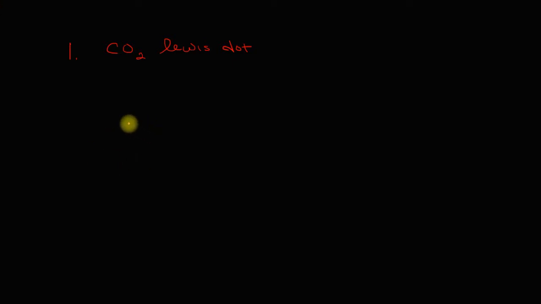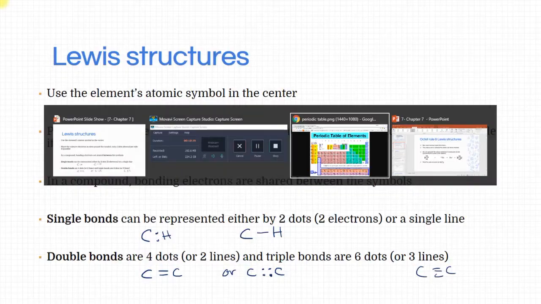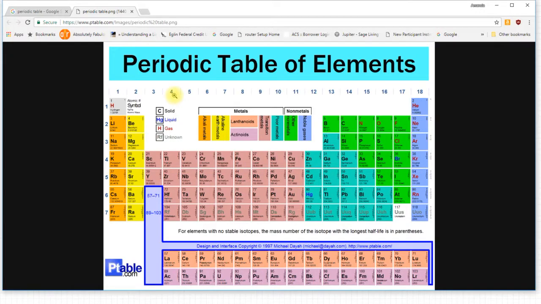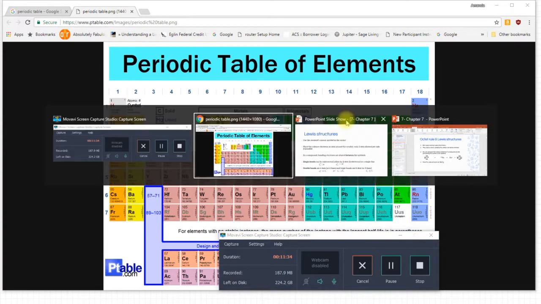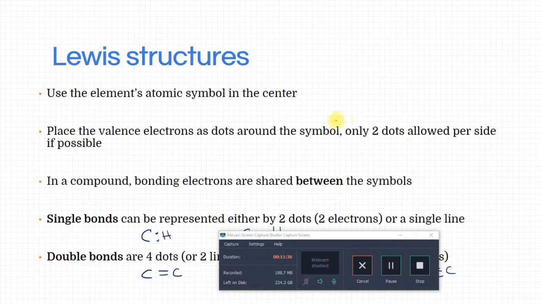We start off by adding up the total number of electrons that we have. So I count the total valence electrons from the periodic table. So carbon is in group 14, so that means 4 valence electrons. Oh, my whiteboard disappeared. I guess I can't change screens, hang on.